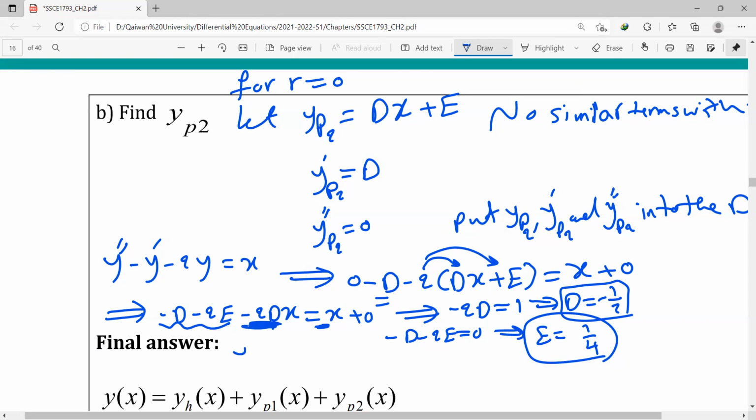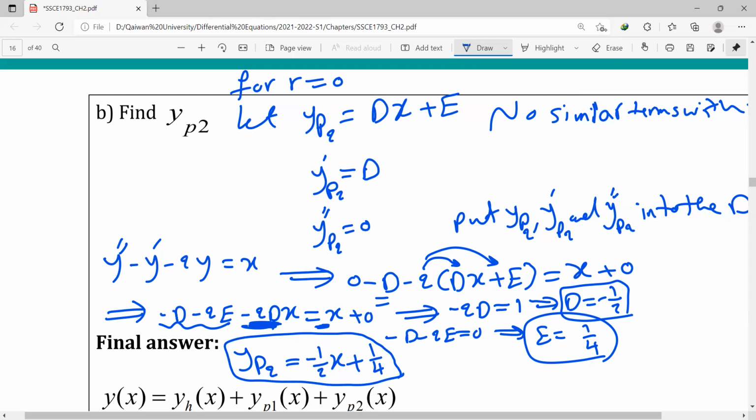So how about yp2? yp2 is equal to what? It's dx plus e. What's d and what's e? We found them. d is minus a half and e is 1/4. So it is minus a half of x plus 1/4. This is yp2. So now we found yp1, yp2, and yh.